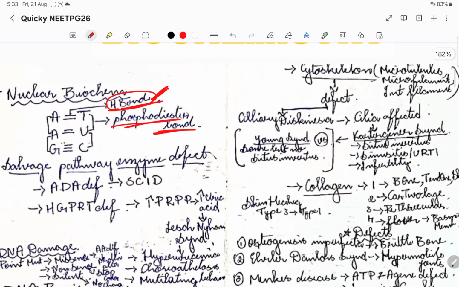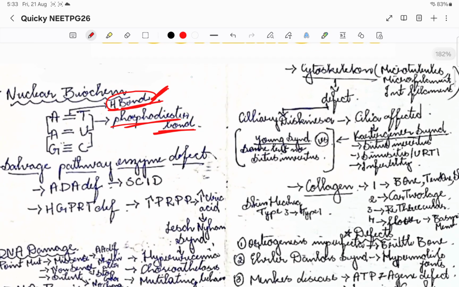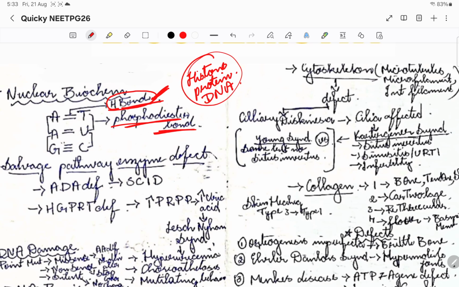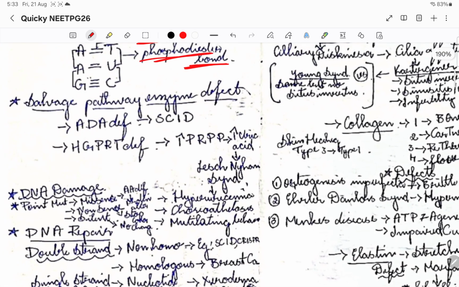That's it. Then the other important stuff I want you guys to remember is histone is the protein that binds all the DNA material. Okay, all the DNA material together will be bound by histone proteins. Okay, that's it.